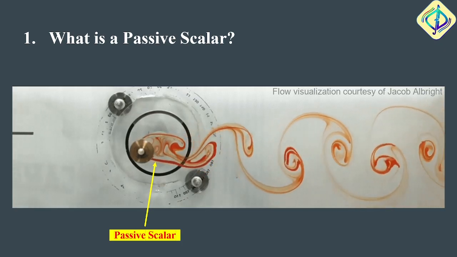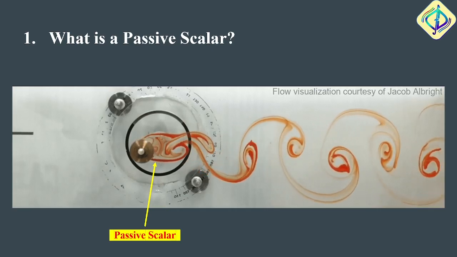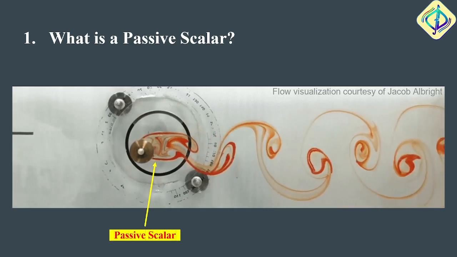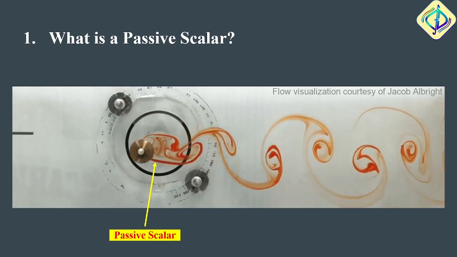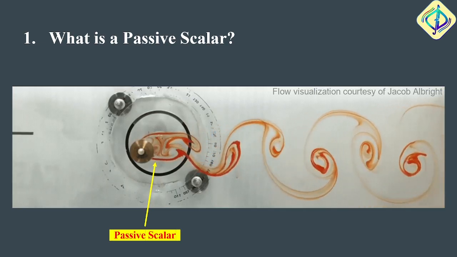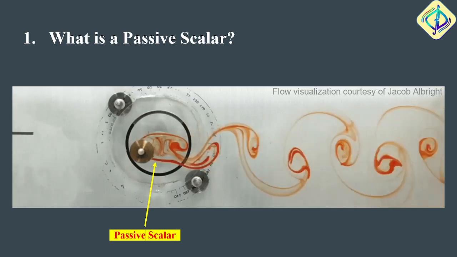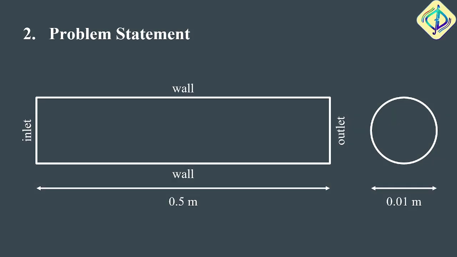We will try to do something similar to this. We will first have a tube in which we will initialize the flow, and then we will introduce the tracer, and that tracer will move along with the flow. So this is the problem statement.